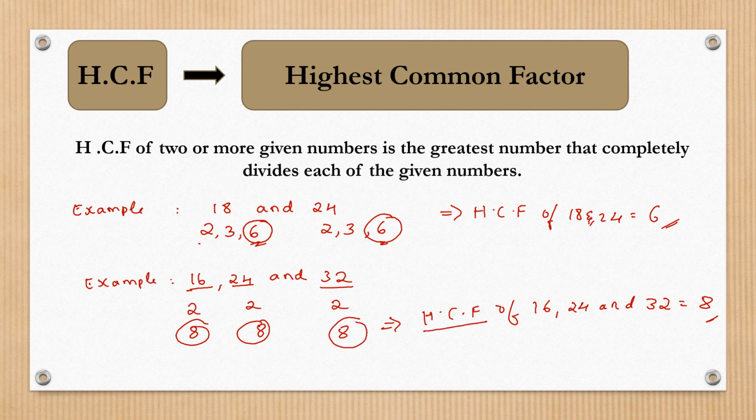as HCF stands for highest common factor. So you can find 8, and in the other case 6, as the common factors. For 18 and 24, the highest common factor is 6, and for 16, 24 and 32, the highest common factor is 8.